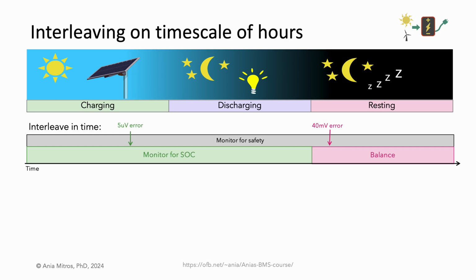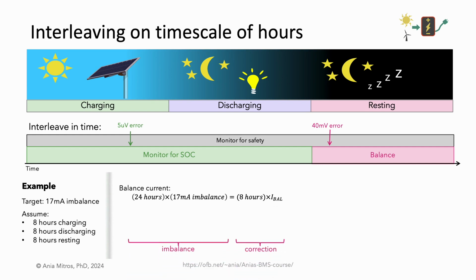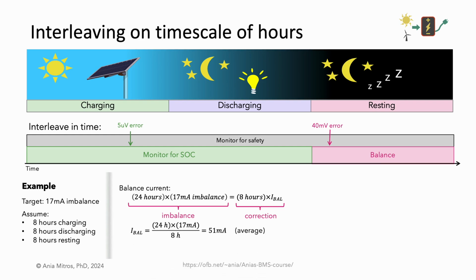Let's work through an example of what this means for a design. Let's target correcting for a 17 milliamp imbalance. That was our worst case estimate. Assume that the application spends 8 hours charging, 8 hours discharging, and 8 hours resting. That gives us 8 hours to correct for the imbalance accrued in every 24-hour time period. We can rearrange terms and solve. We need an average 51 milliamp balancing current.